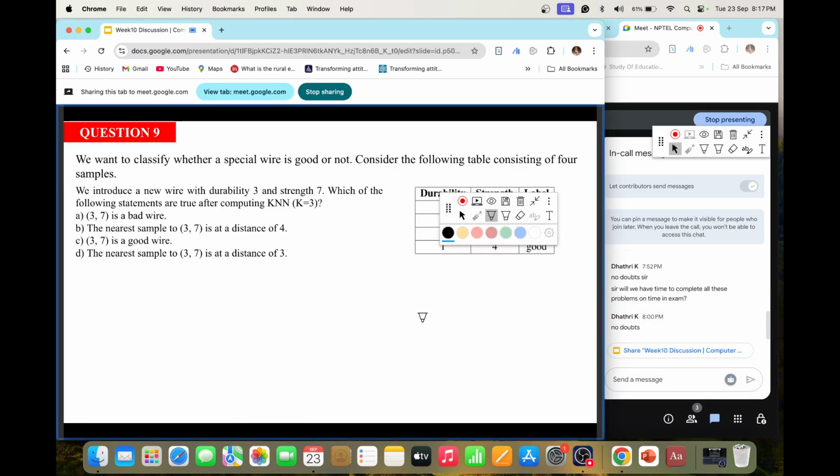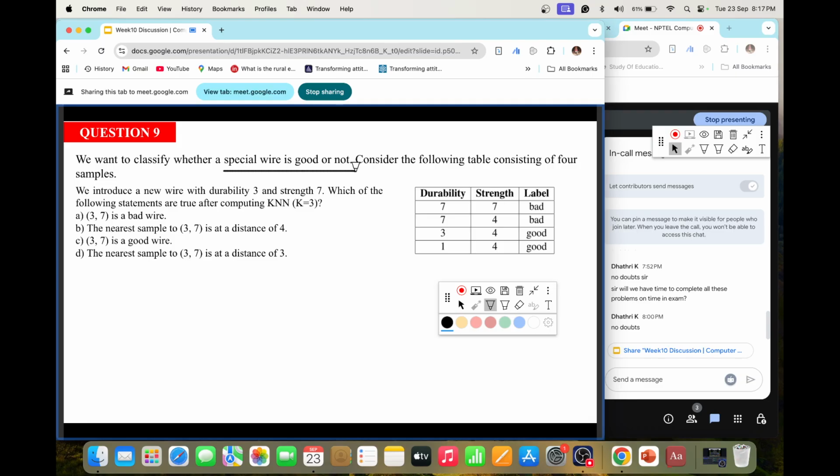Now question number 9, this is the second last question. We want to classify whether a spatial wire is good or not. Consider the following table consisting of 4 samples: durability, strength and label. We introduce a new wire with durability 3 and strength 7. Which of the following statements are true after computing KNN with k equals 3?